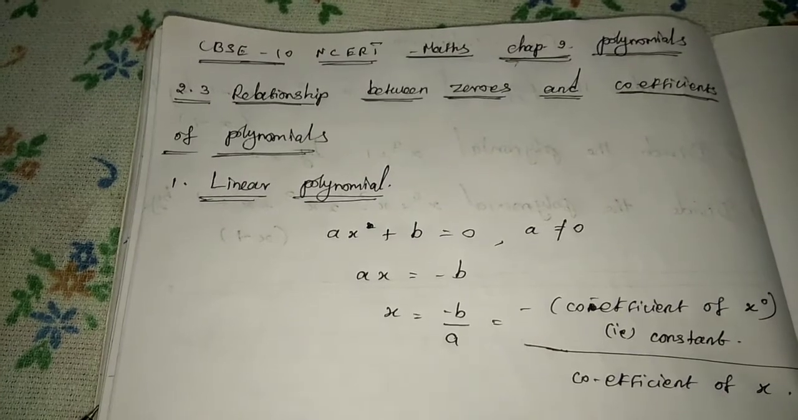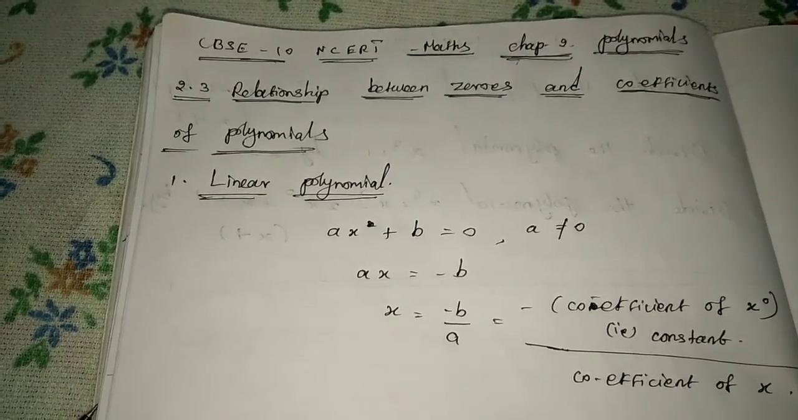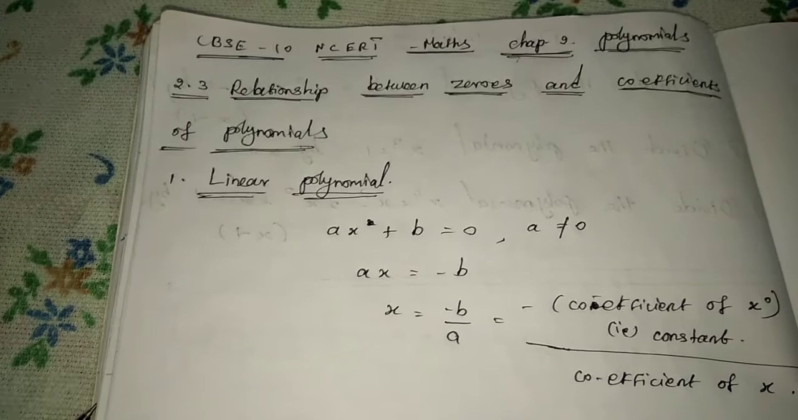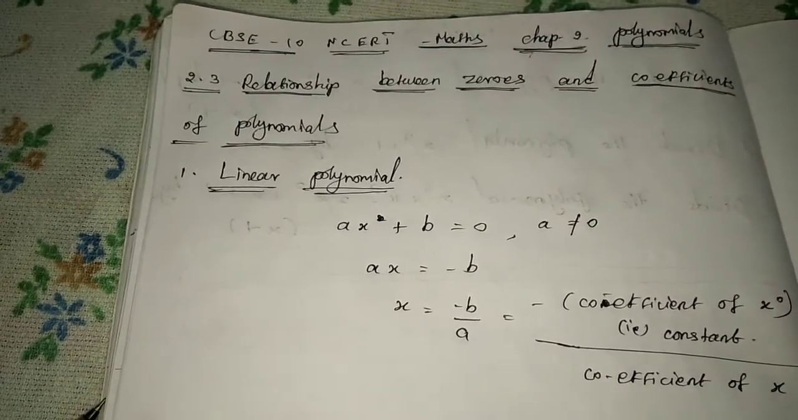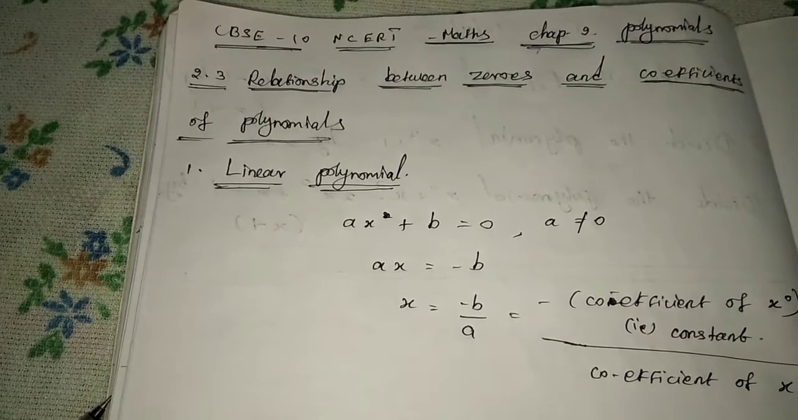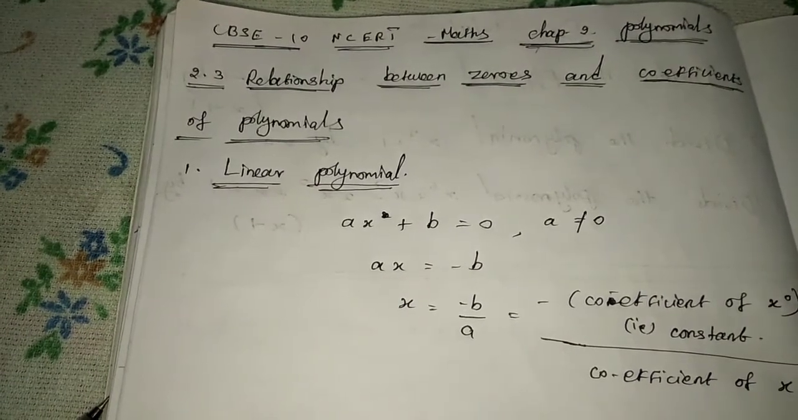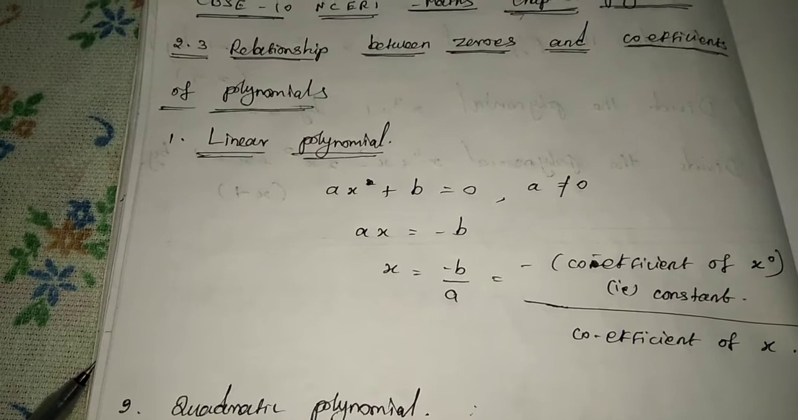We should take a general form, that is ax plus b equal to 0, where a not equal to 0, because the coefficient of x should not be 0. Next, ax equal to minus b, since the plus b will go to that side and become minus b. So x is equal to minus b by a.